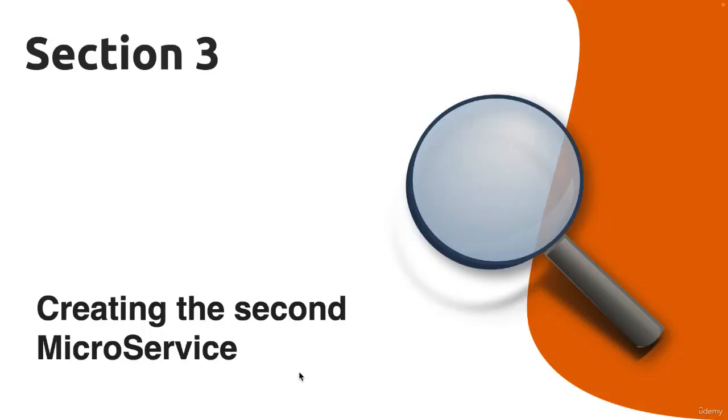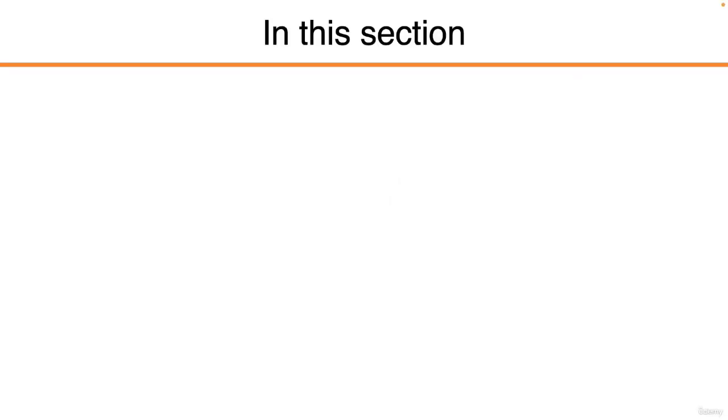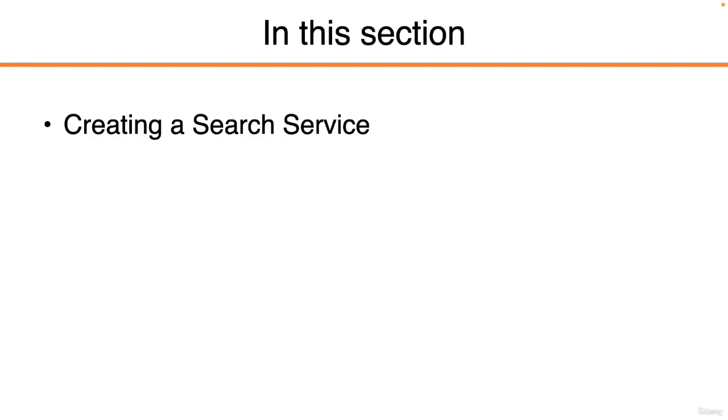Okay, welcome to section 3, and in this section our goal is to create a second microservice, and this service is going to be responsible for search. So coming up in this section, we are going to create this search service. Once again, this is going to be a web API type of project. It's going to have a controller and it's going to have API endpoints, or one API endpoint in this instance.